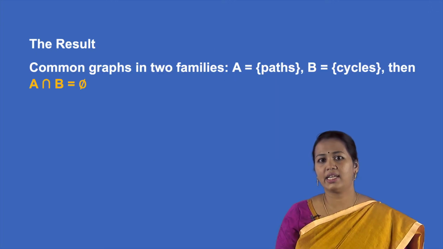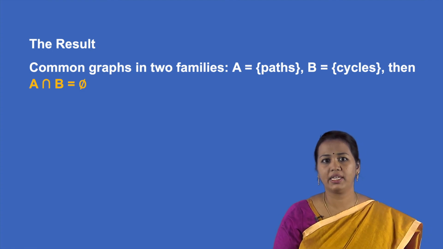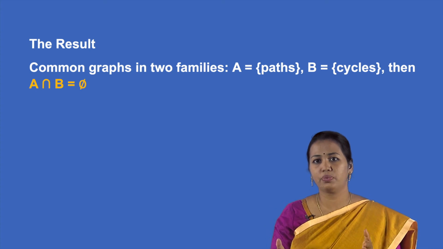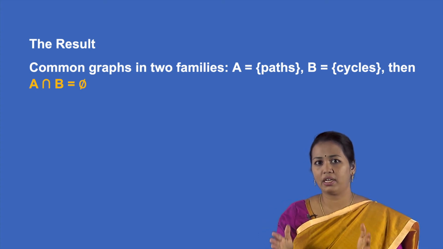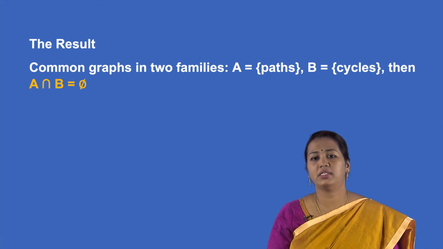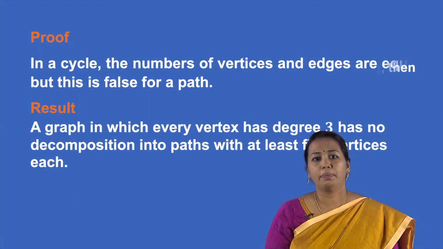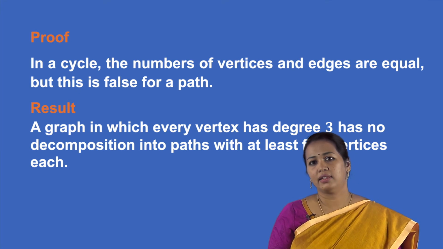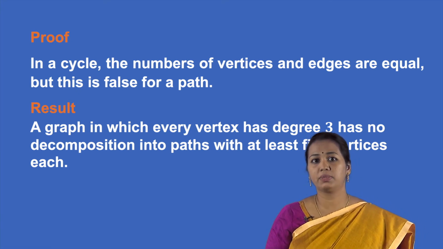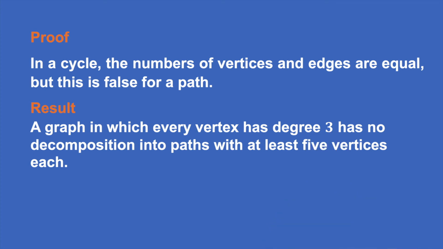The result says that for the two families of graphs A, equal to paths, and B, equal to cycles, where A represents the set of paths and B represents the set of cycles, A intersection B is equal to empty. The proof is: in a cycle the number of vertices and the number of edges are equal, but this is false for a path. Let us see the next result.